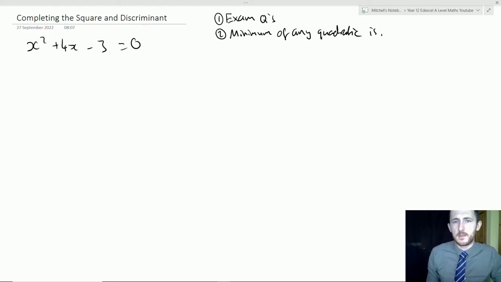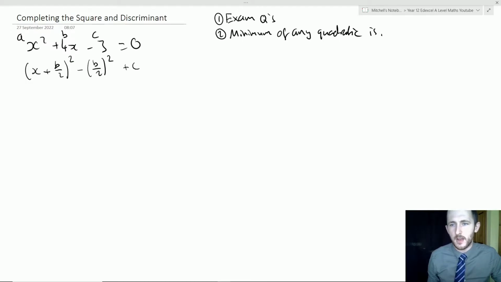Well, as you know, with quadratics, we like to label the number in front of the x squared as a, the number in front of the x as b, and the number at the end as c. So for completing the square, we have a little formula, and it's x plus b over 2, squared, minus b over 2, squared, and that's it. You can say plus c if you like, but technically the plus c isn't part of the formula.